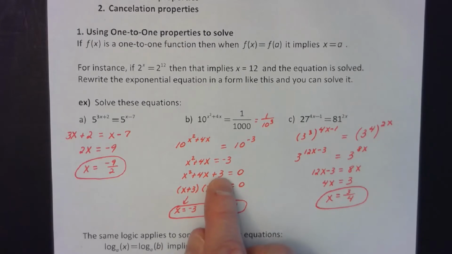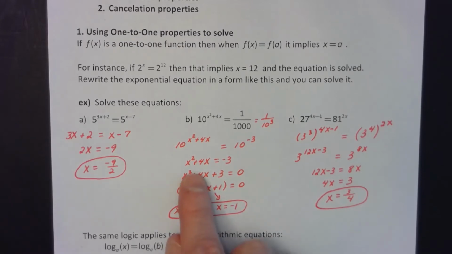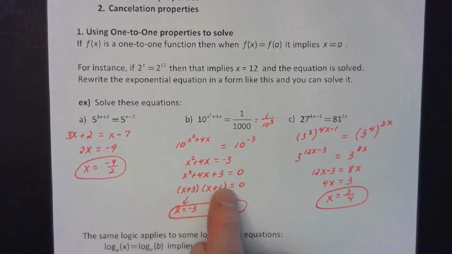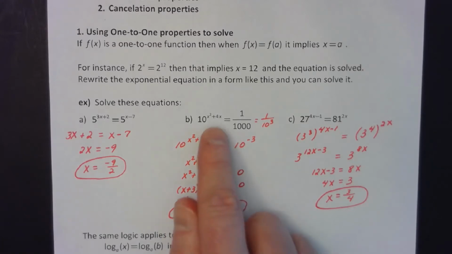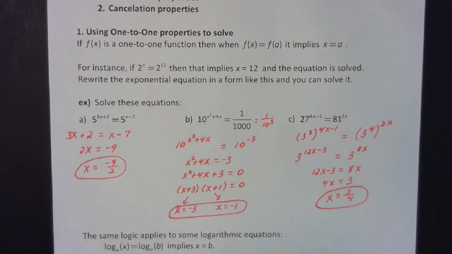Certainly possible here. Factors of 3 that sum to 4: 3 and 1. Left-hand side factors to be x plus 3 times x plus 1, set equal to 0. Set each of your factors equal to 0 to solve for the values of x that satisfy this original condition. And there's two answers, x equals negative 1 and x equals negative 3, when these factors equal 0.